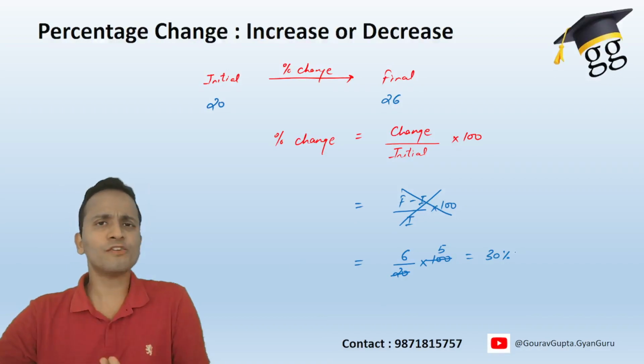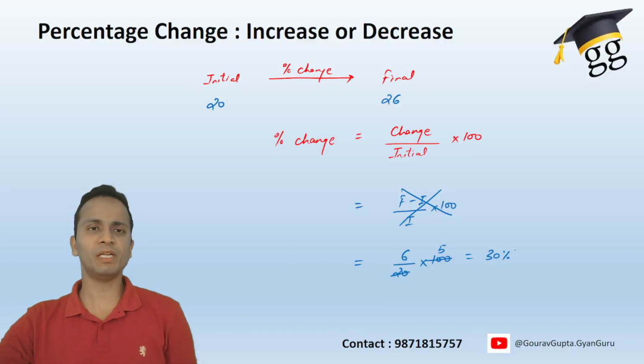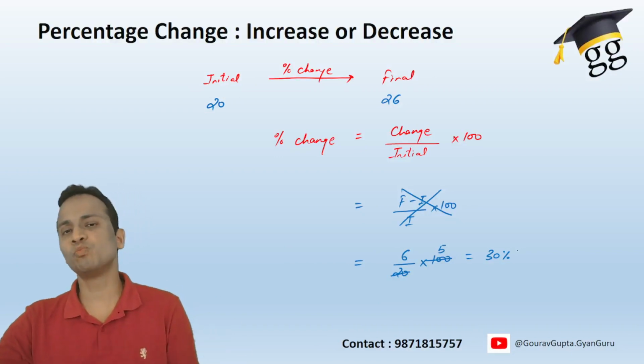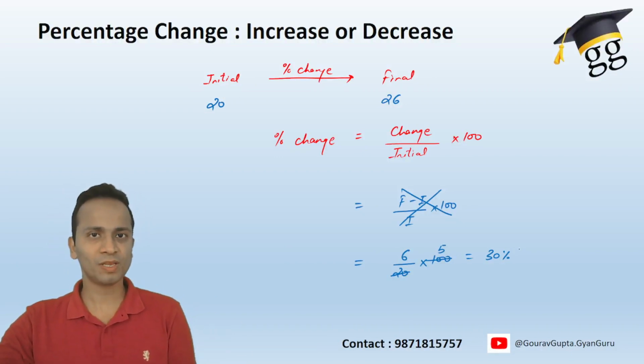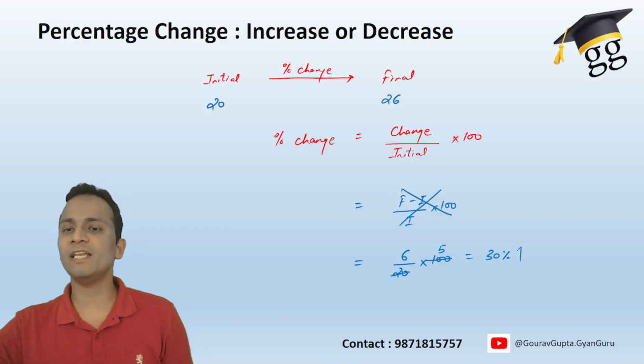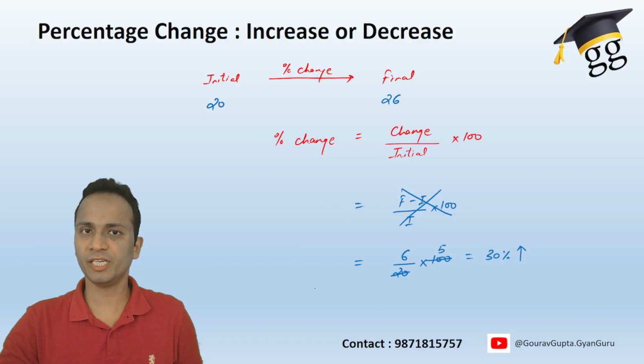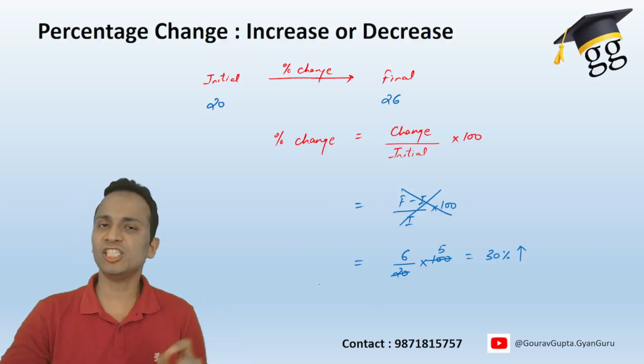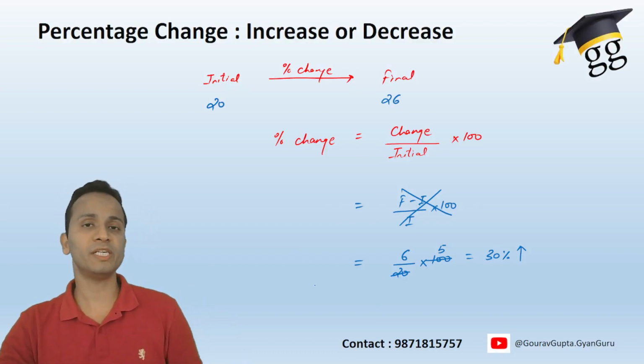Now अगर नेचर ऑफ चेंज भी डिटरमाइन करना है तो क्लियरली विजिबल है, इनिशियल वैल्यू इज स्मॉलर देन द फाइनल वैल्यू, इंक्रीज हो रहा है यहाँ पे. So I can say that there is an increase of 30%. So we have determined the nature of change as well as the percentage change.